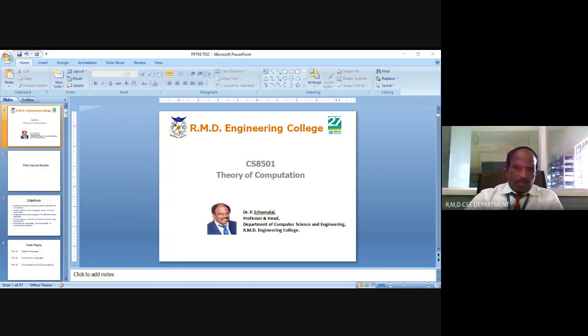prove or disprove theorems in automata theory using its properties, determine the feasibility and intractability of computation problems. The main topics which we are discussing here in the TOC are regular languages, context-free languages, Turing machines, and computability. So I'm saying hierarchical form.